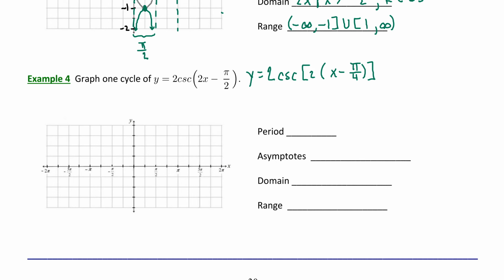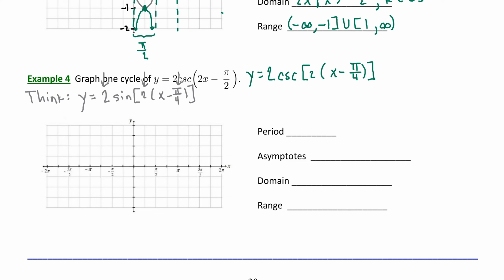Now, to graph this cosecant function, we're going to think about the corresponding sine wave. That is, I want to think about y equals 2 sine of, and I'm going to write this in factored form, 2 times x minus pi over 4. So this graph has an amplitude change, it has a period change, and it has a phase shift. So we're looking at a lot of technical details here. Let's figure out the beginning and the end of one fundamental cycle of this sine wave.